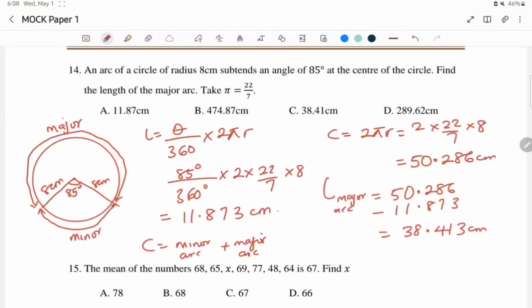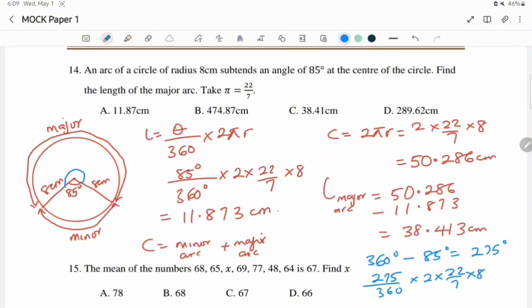Now, the other method is simply to find the reflex angle right here. The reflex angle would be the difference between 360 degrees and 85 degrees because we know that the sum of angles at a point is 360. That means the reflex angle at the center will be 360 degrees minus 85 degrees, which is 275 degrees. So to find the length of the major arc directly, you can just say theta, which is 275 over 360 times 2 times 22 over 7 times 8.